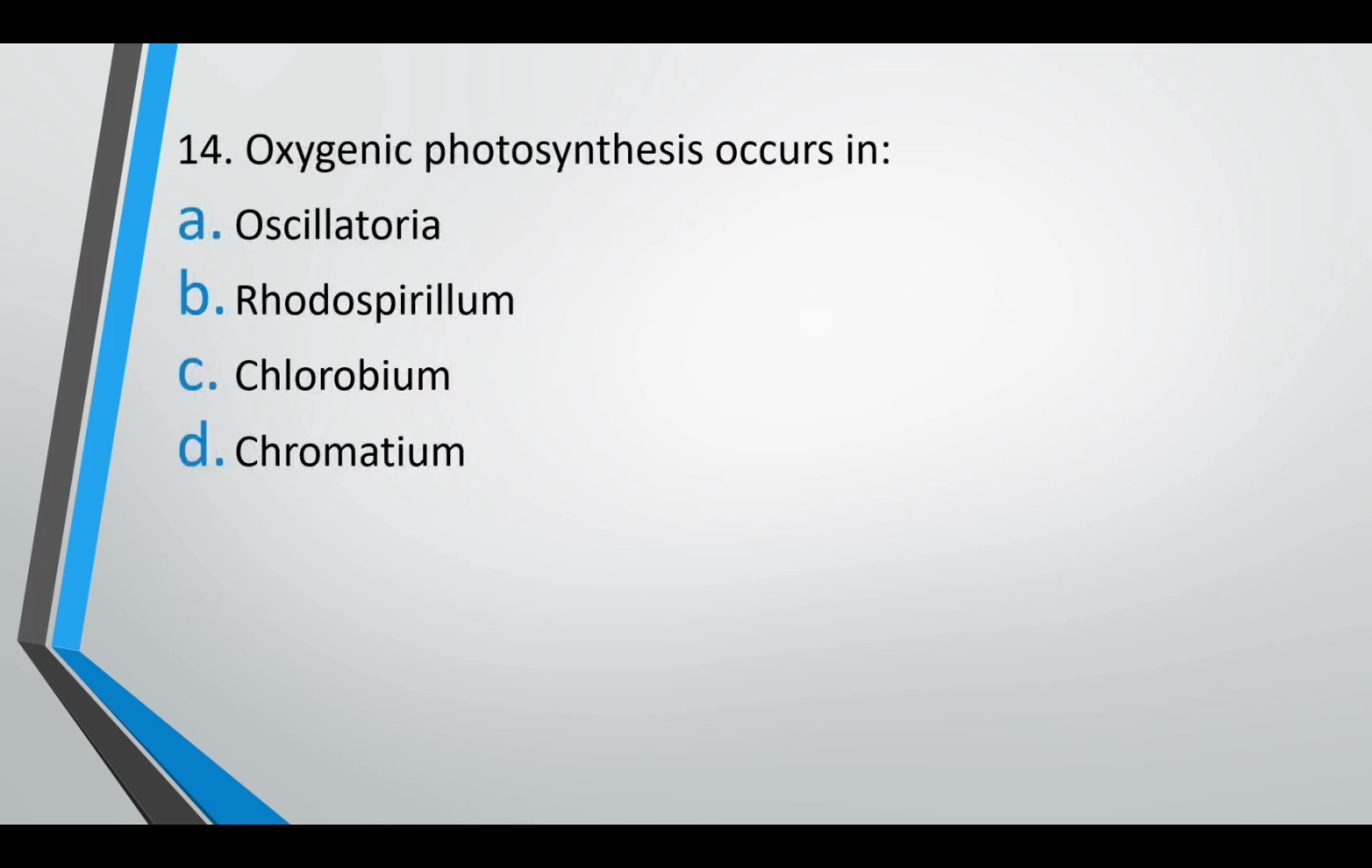Question number 14. Oxygenic photosynthesis occurs in Oscillatoria, Rhodospirillum, Chlorobium, or Chromatium. Oxygenic photosynthesis occurs in. Correct answer is option A, that is Oscillatoria.